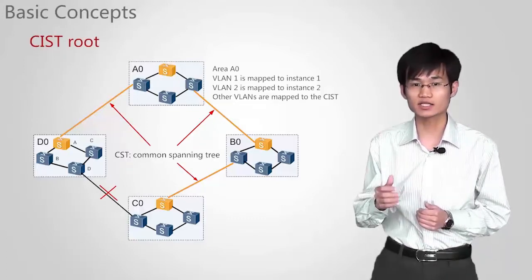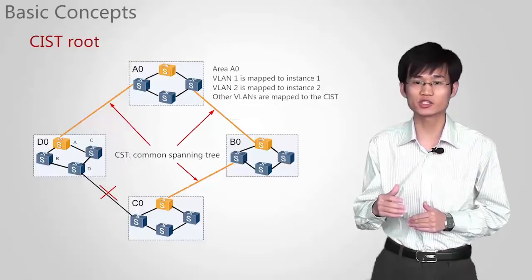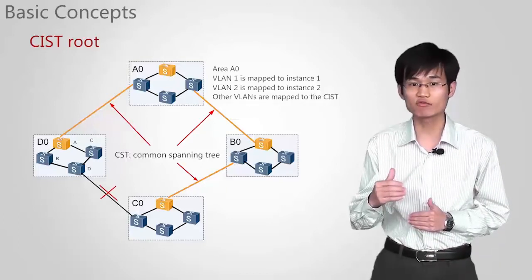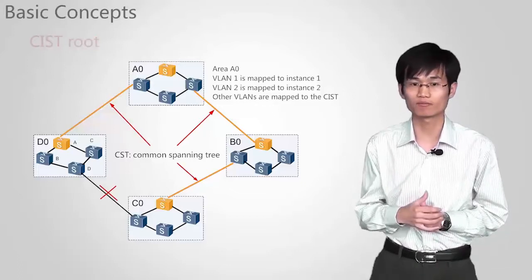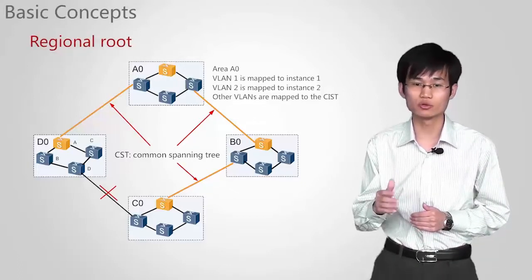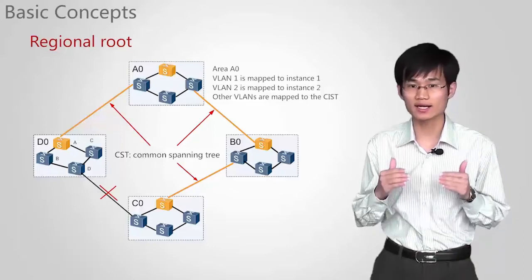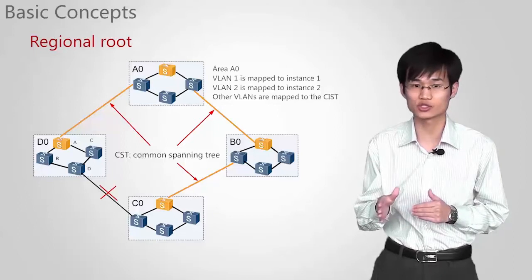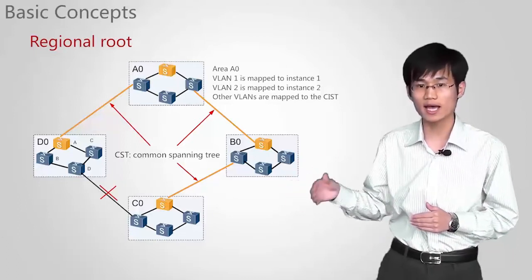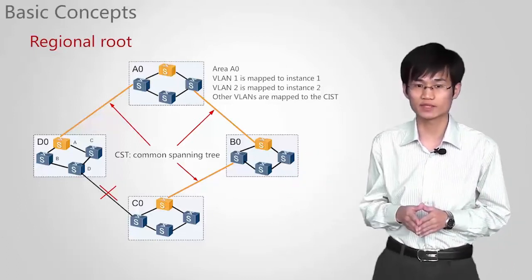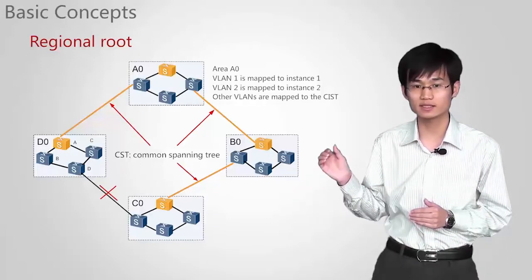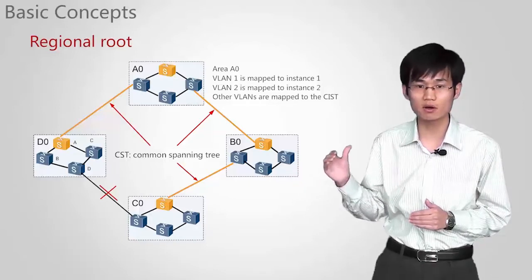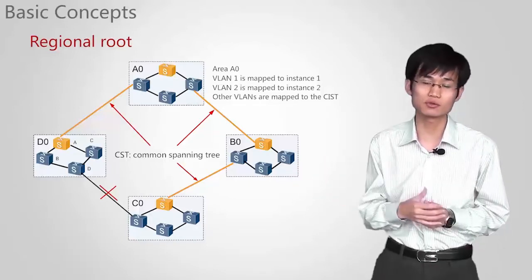Fifth, CIST root. The CIST root is the root bridge of the CIST. It is a device in the region A0. Sixth, regional root. Regional roots are classified into IST and MSTI regional roots. The figure shows an IST regional root. In B0, C0, and D0, the IST regional root is the device closest to the CIST root.